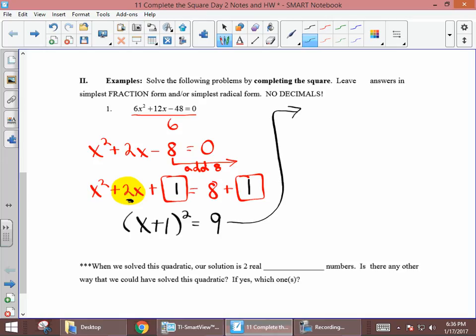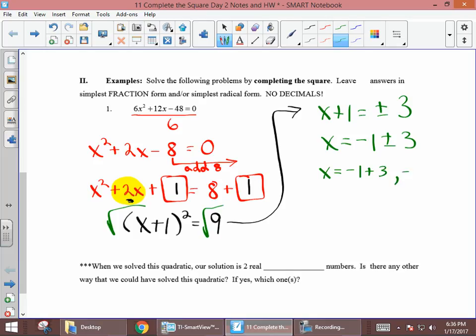And now to solve that, I'm going to take the square root of both sides, and we get x plus 1 equals plus or minus 3. The entire square root is gone. All that's left to do is subtract 1. And we get negative 1 plus or minus 3. So negative 1 plus 3 and negative 1 minus 3. Negative 1 plus 3 is 2. Negative 1 minus 3 is negative 4. And we are done.